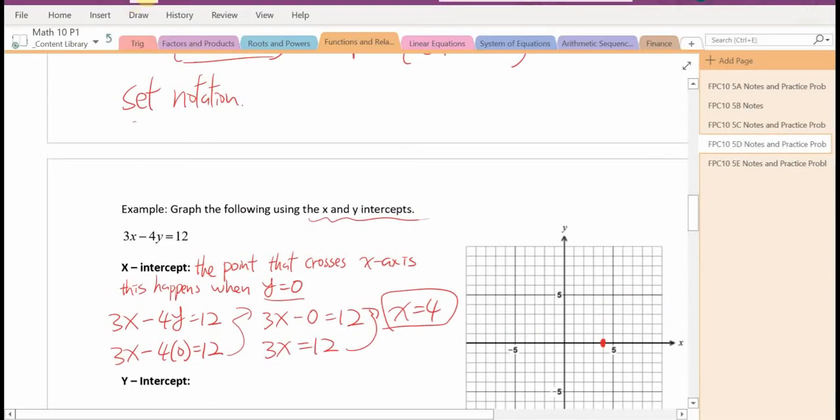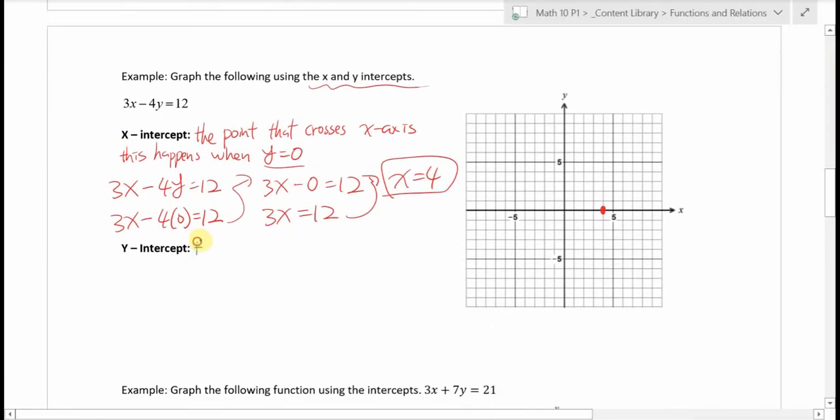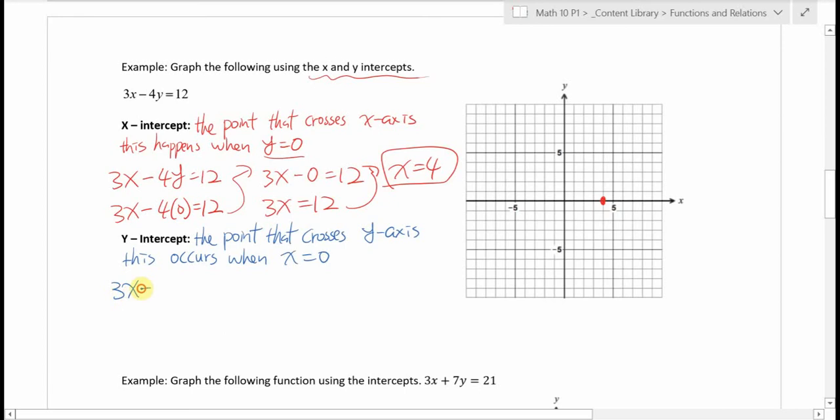To find the y-intercept, this would be the point that crosses the y-axis. And this occurs, if the x-intercept happens when y equals 0, then the y-intercept happens when x equals 0. So similarly, I'm going to solve for y by simply putting 0 into x. Then I can solve for y. Well, 3 times 0 is just 0, so I'm not going to even write that. I'm just going to write negative 4y equals 12.